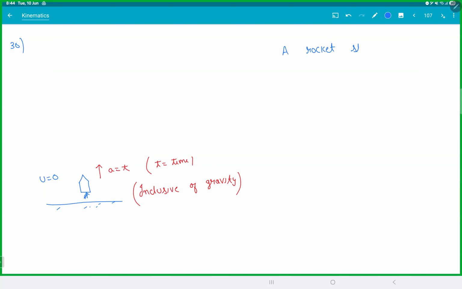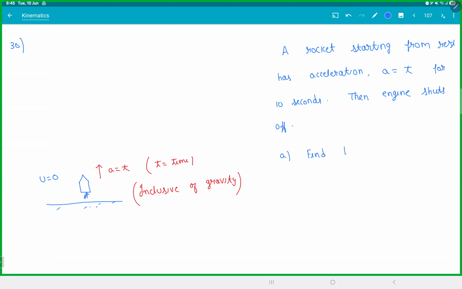So a rocket starting from rest has acceleration a is equal to t, meaning the acceleration is not constant, it is increasing with time, for 10 seconds. Then the engine shuts off. The fuel gets over and the rocket's thrust is gone. Then the engine shuts off. Find H max. Find the total time the rocket is in air till it reaches the ground basically.